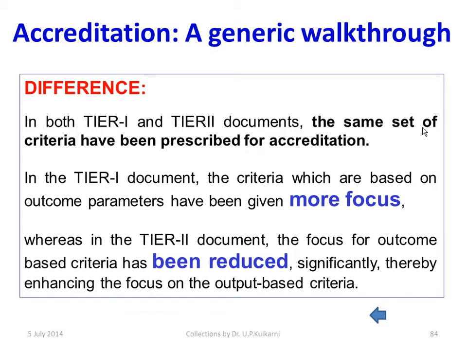The difference here is they have the same set of criteria prescribed for accreditation, but outcome based education is more focused in tier 1 and the focus is a little reduced in tier 2. Rest all things remain same.